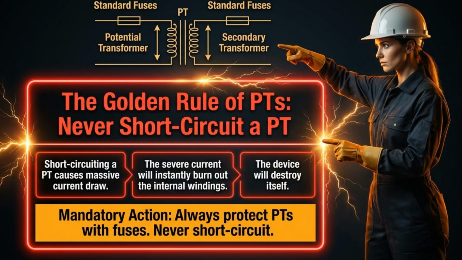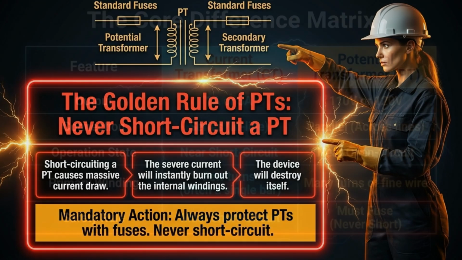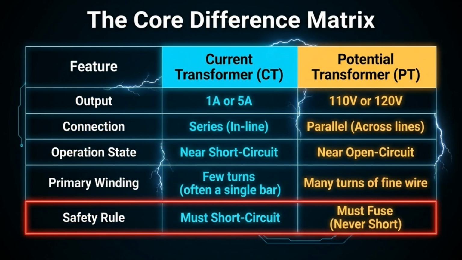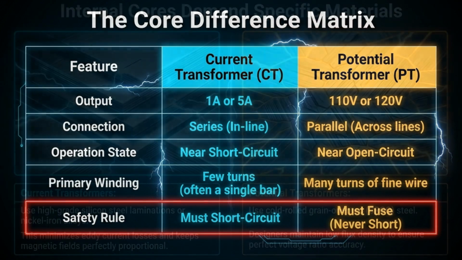The golden rule of PTs is, never short-circuit a PT. Short-circuiting causes a massive current draw, instantly burning out the internal windings and destroying the device. Always protect PTs with fuses, and never short-circuit the secondary. Here is a core difference matrix. Note the critical contrast in connection type, output, and most importantly, the safety rule. CTs must be short-circuited if unused, while PTs must be protected by fuses and never short-circuited.